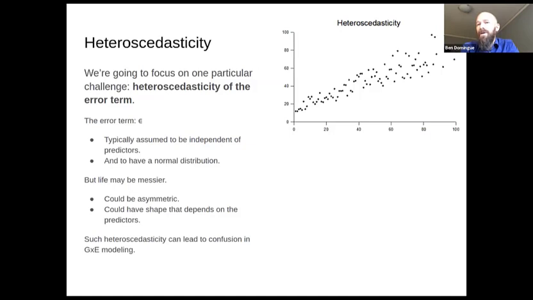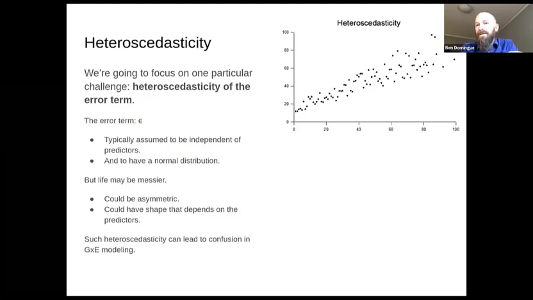So I have a picture there on the right where we have the dependent variable on the y-axis and the independent variable on the x-axis, and you can see that the variation in the error term, the variation in the dependent variable, depends on the x value, right? And this is a challenge we have to deal with.